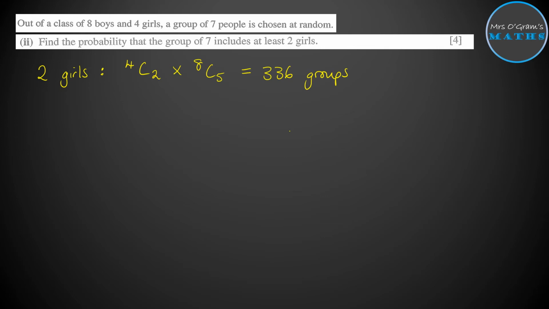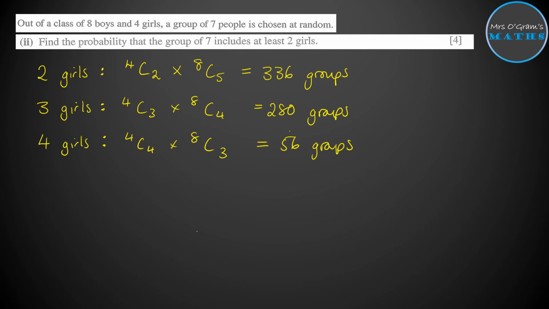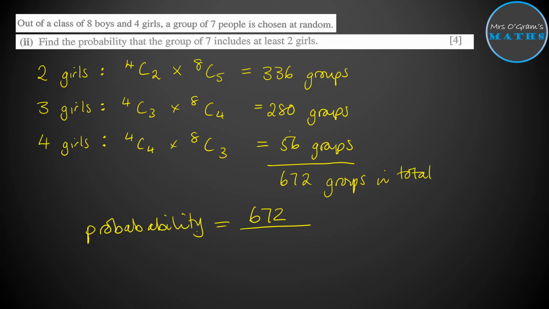Next, we want to look at groups that would have 3 girls in them. And similarly, we're going to do 4 choose 3 times 8 choose 4. And that comes to a total of 672 groups that would have at least 2 girls. Then express that as a probability, and it'll be 672 out of the total ways we could make a group of 7, which comes to 0.848.